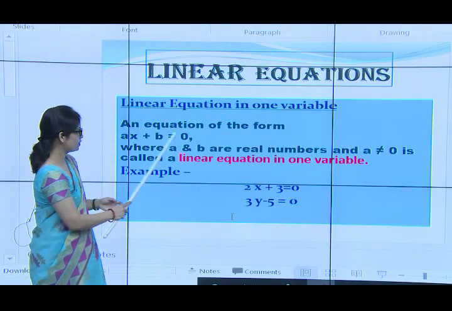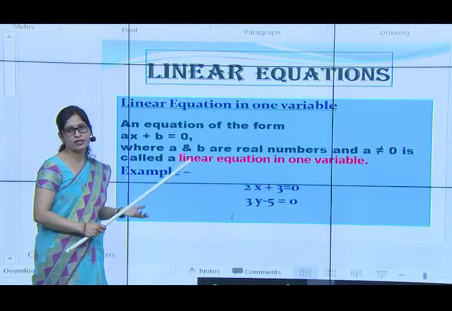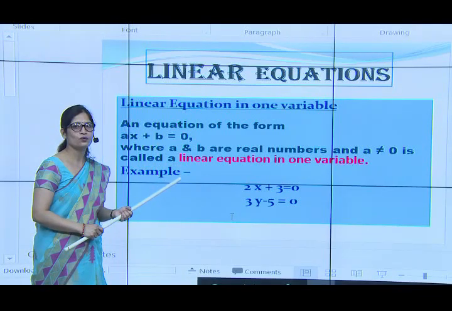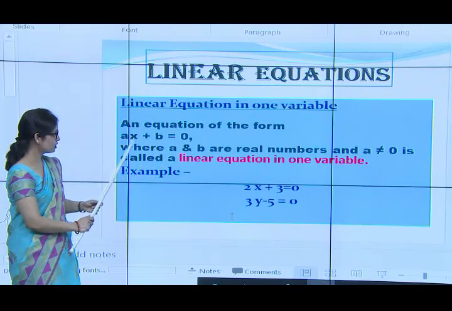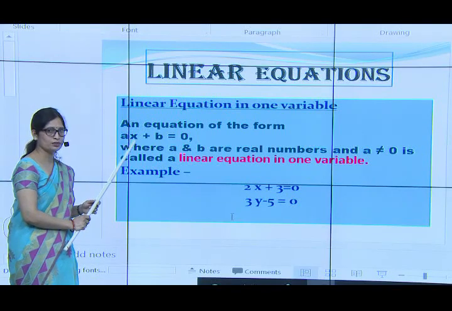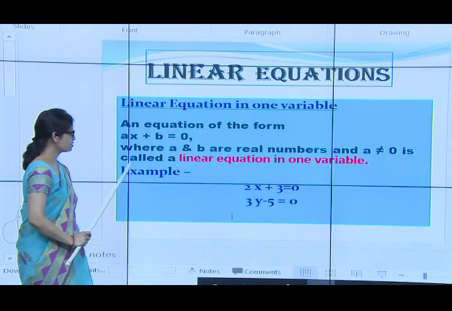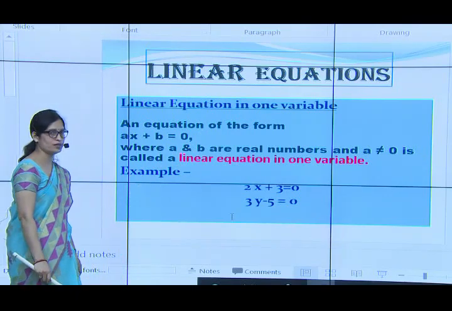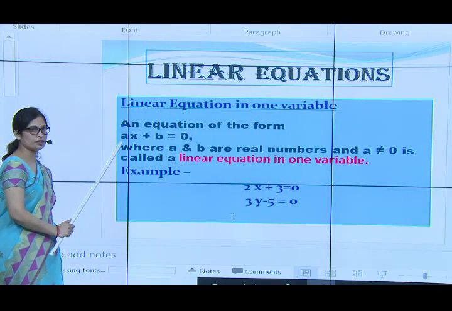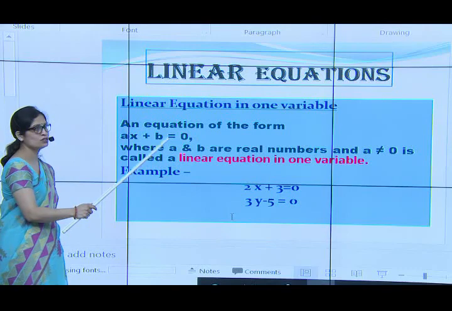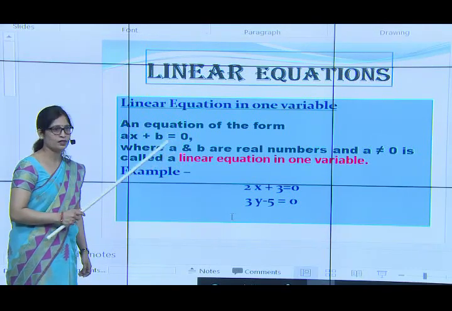So an equation of the form ax plus b is equal to 0, this type of equation is called a linear equation in one variable, because as we can see here, the equation contains only one variable. Where a, b are real numbers and a not equal to 0, it is called a linear equation in one variable. This is the particular case a not equal to 0, because if a is equal to 0 here, then b is equal to 0. It means the equation will not be in the standard form of one variable.